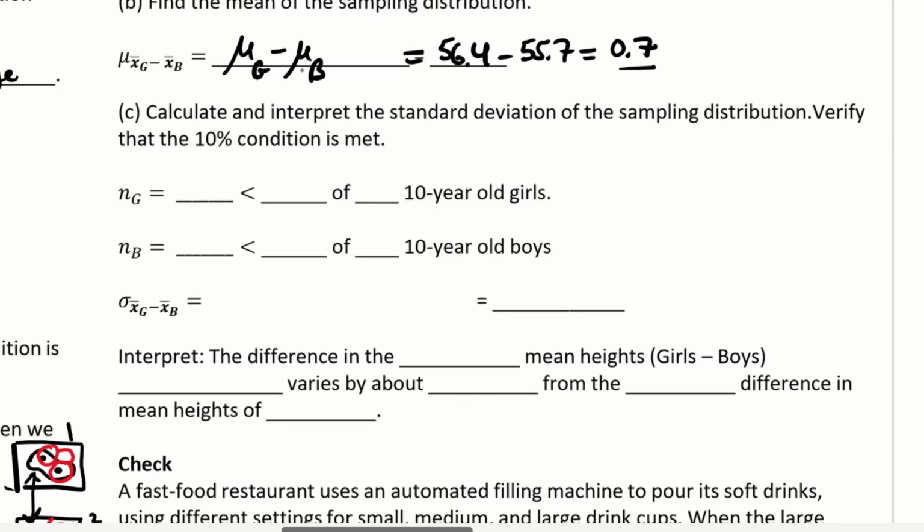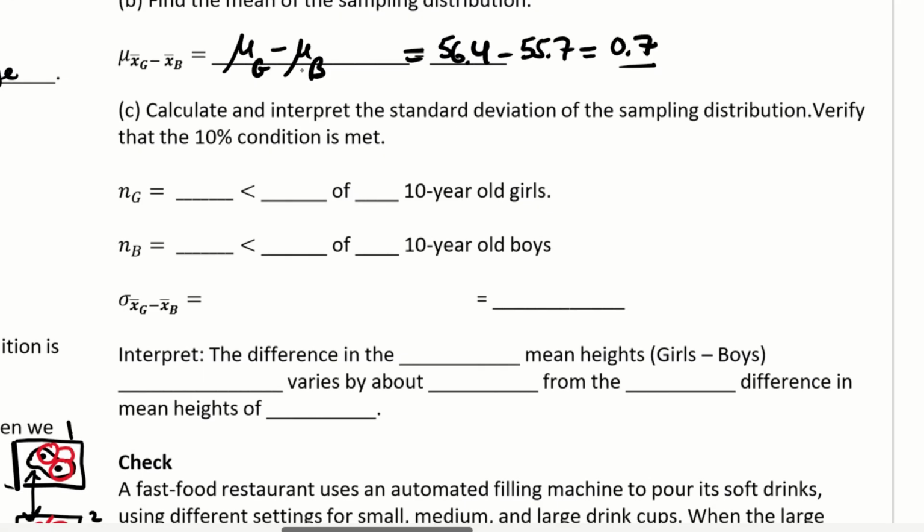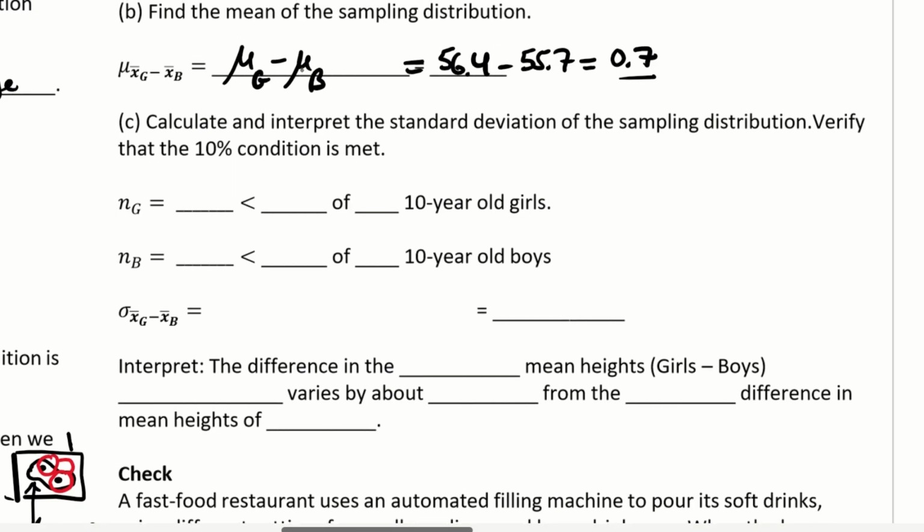Calculate and interpret the standard deviation of the sampling distribution. Verify the 10% condition. So let's verify the 10% condition is met. The sample size for the girls is only 12, and it's reasonable to assume that it's less than 10% of all 10-year-old girls, because this is all girls from the U.S., from the National Health survey. So that makes sense. And then for the boys, we have a sample size of 8, and that's reasonable to assume it's less than 10% of all 10-year-old boys. So check for both of those.